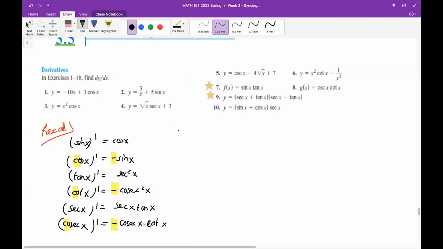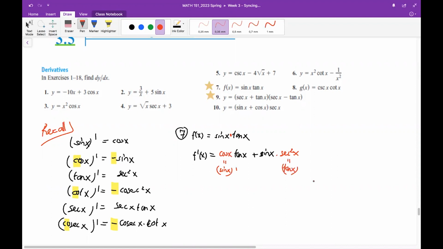Let's solve 7. f of x is given as sine x times tangent x, and I want to compute the first derivative. Obviously, I will apply the product rule because this is a product function. So the derivative of sine x is cosine x times the second function, plus the first function stays the same, sine x, times the derivative of the second function. What is the derivative of tangent? It is secant square x, right? This is the derivative of sine and this is the derivative of tangent.